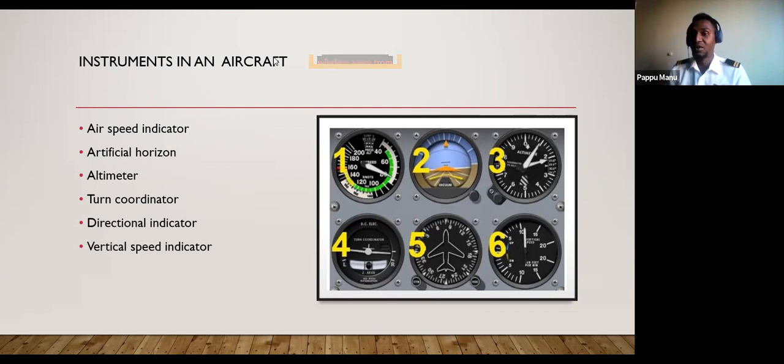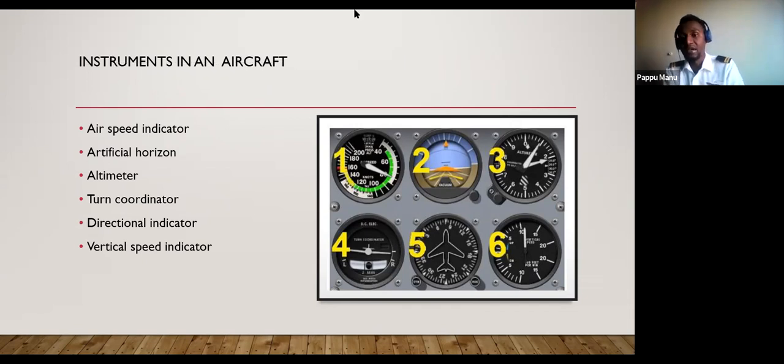Next we go to number 5, which is your directional indicator. Yesterday, somebody asked the question of how do you know there are no roads in the sky? How do you know where you're going? That is how you know where you're going. It's called a directional indicator.